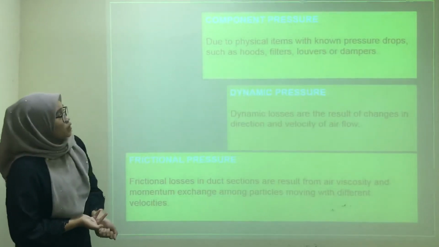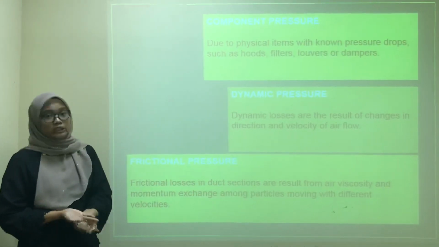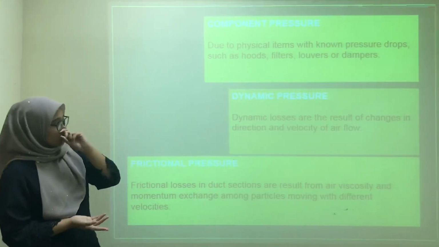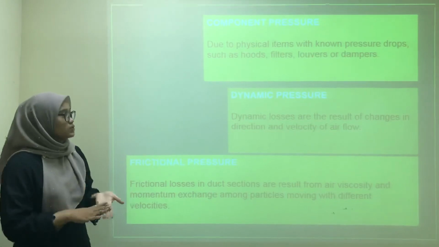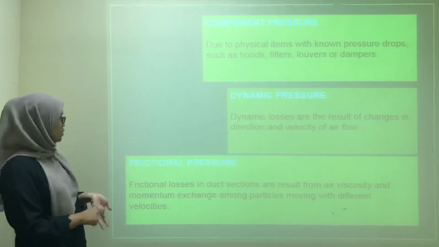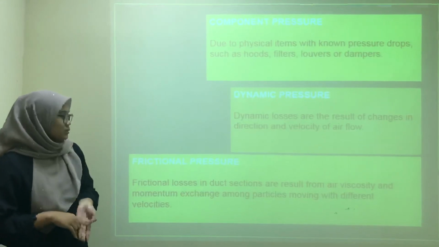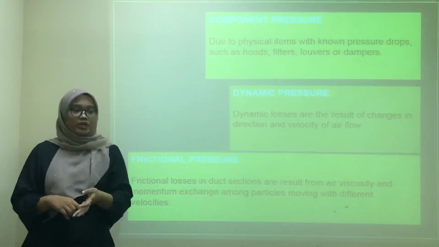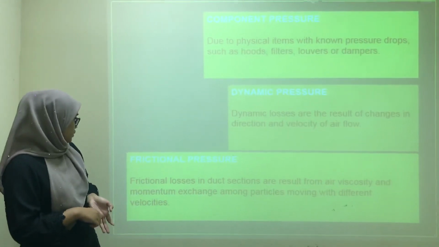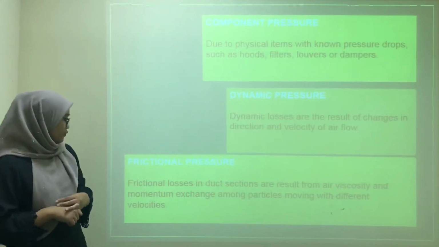Okay, first, component pressure, due to physical items with pressure drop, such as hoods, filters, louvers or dampers. Second, dynamic pressure. The dynamic losses are the result of change in direction and velocity of airflow. Third, frictional pressure. Frictional loss in duct sections results from air viscosity and momentum exchange among particles moving with different velocities.